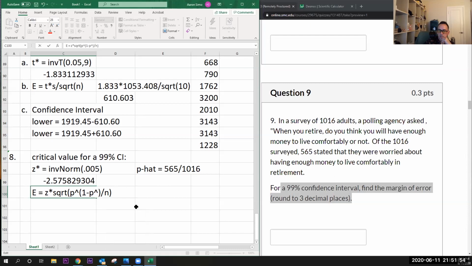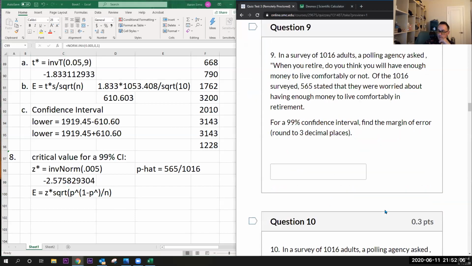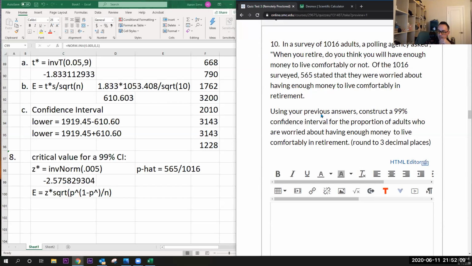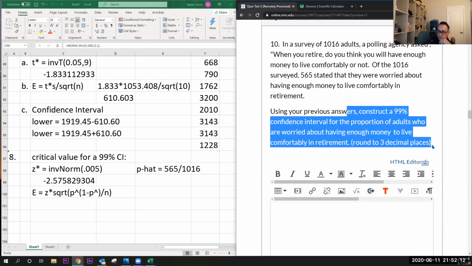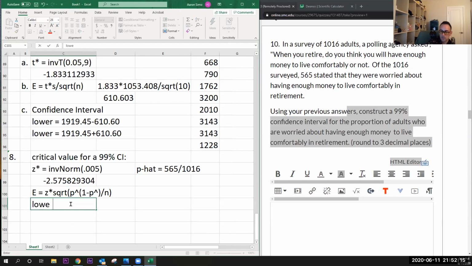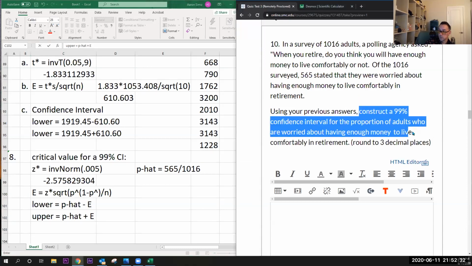And that's it. That's how you do that one. So you just use this 2.57 thing, plug in the square root. That's it. And then we don't have the answer, so we can't really. To find the confidence interval, just do like this. Lower equals p hat minus e, and then upper equals p hat plus e. That's all you do for that next part. When it says construct the 99% confidence interval, just do that.